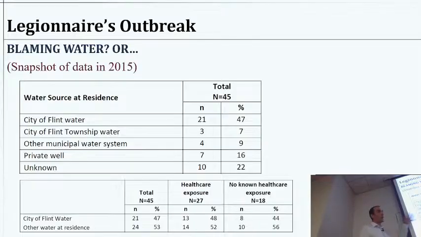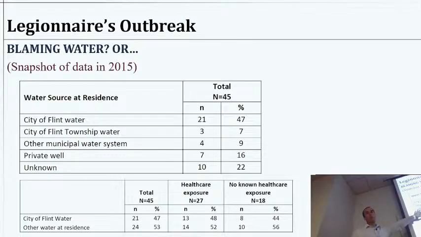So the process of trying to assign who's responsible, where the sickness is coming from, this is the type of data that you would collect as an epidemiologist. So you'd say, okay, how many people are sick? Total, and it equals 45. So we've got 45 people in the snapshot from 2015. How many of them were on City of Flint water? Well, 21, that's 47% of the 45. How many in Flint Township? Okay, we've got some number.